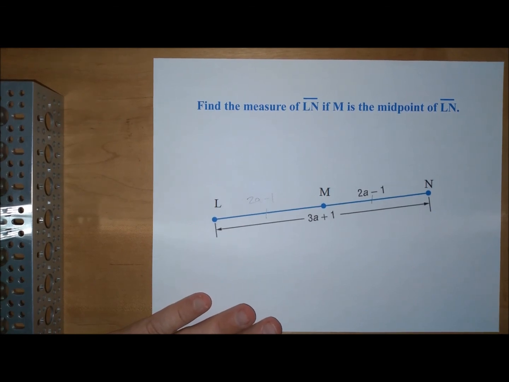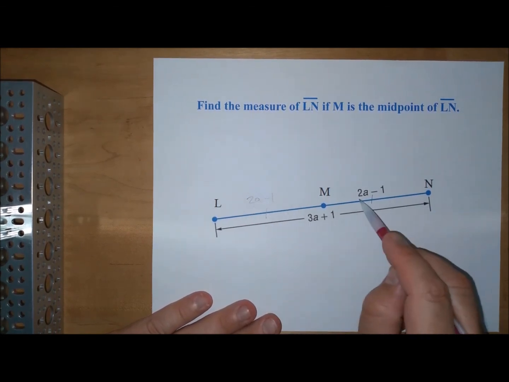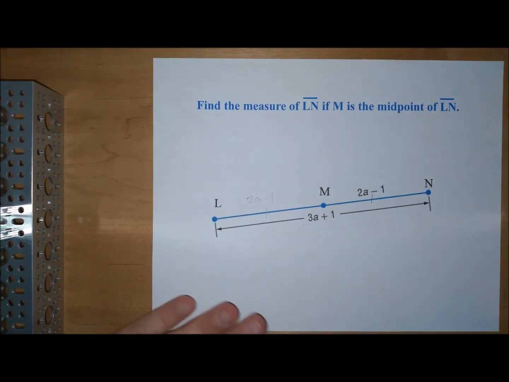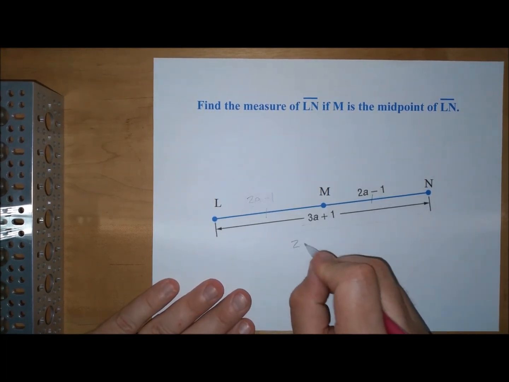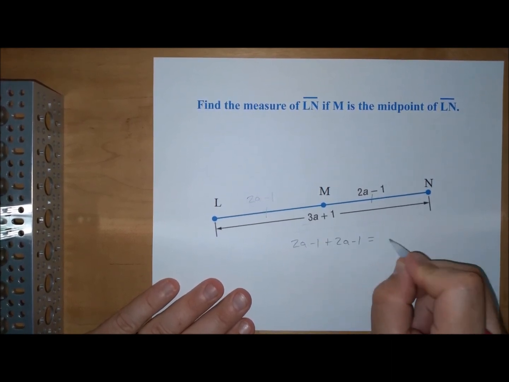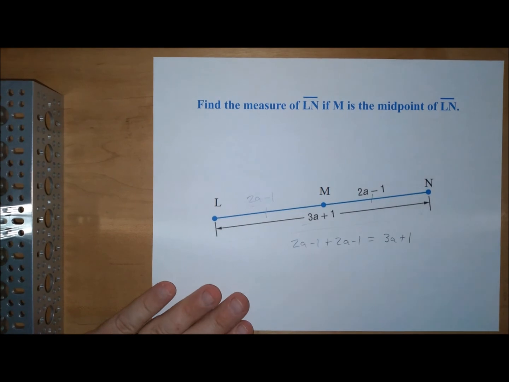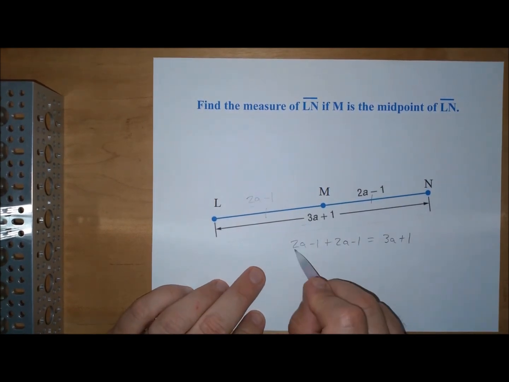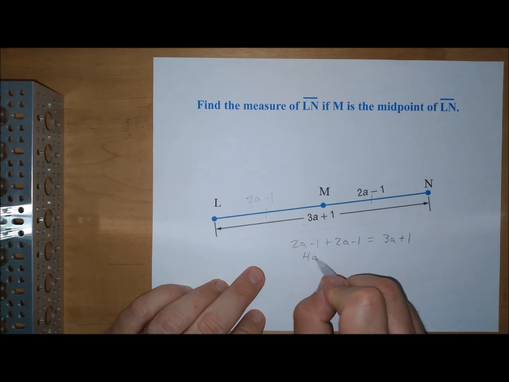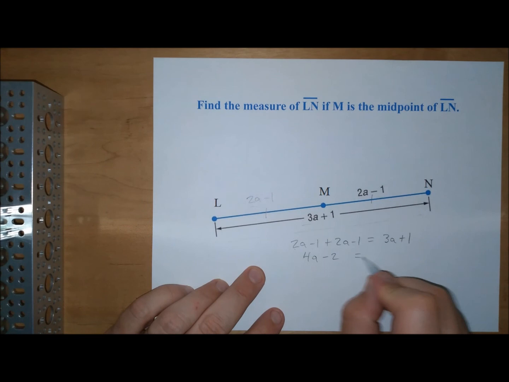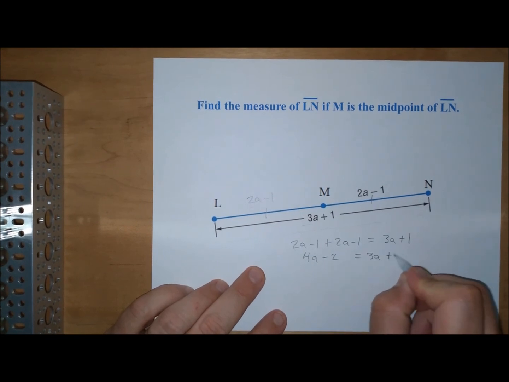And now hopefully you see an equation. I can add this segment and this segment to get this longer whole segment. Okay? So I could say 2A minus 1 plus 2A minus 1 equals 3A plus 1. Good. Can I combine some like terms over here? 2A plus 2A gives me 4A. Negative 1 plus negative 1 gives me negative 2 equals 3A plus 1.